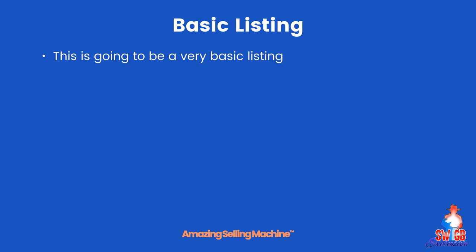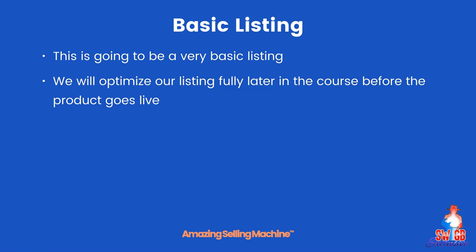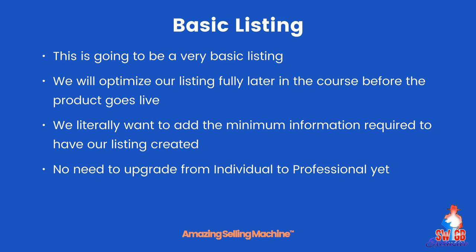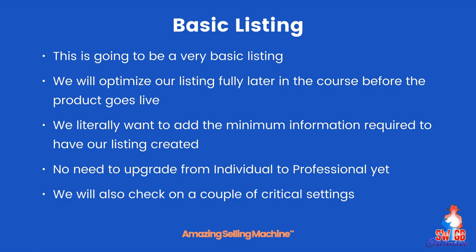Now, this is going to be a very basic listing. We will optimize a listing fully later in the course before the product goes live. We literally want to add the minimum information required to have our listing created. And there is no need to upgrade from individual to professional yet if you don't wish to. But you will need to upgrade to professional before your inventory arrives at Amazon. And lastly, we will also check on a couple of critical settings for our account.